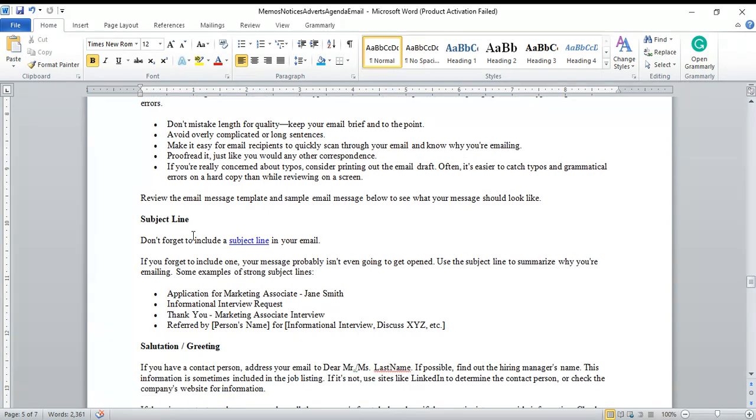Okay, so your email should have a subject line. Don't forget to include a subject line in your email. If you forget to include one, your message probably isn't going to get opened.